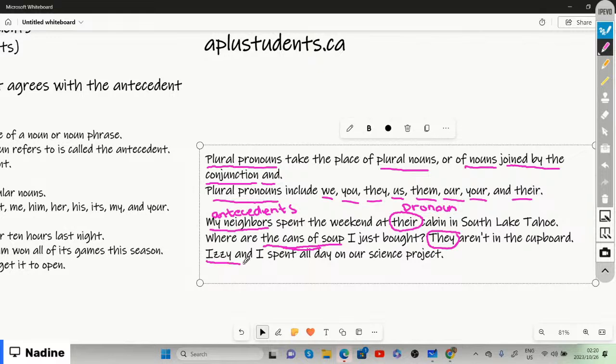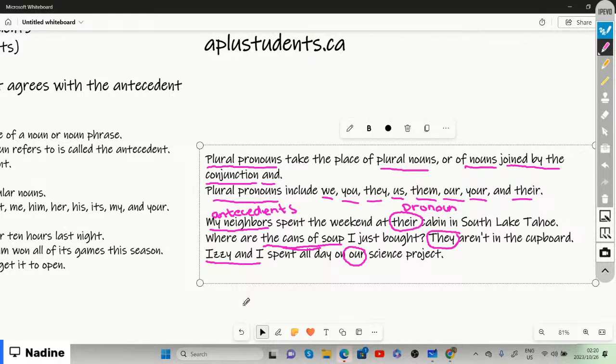Easy and I. Easy and I is the antecedent. Spent all day on our, which is the pronoun, science project. So easy and I, which refers to both of us, spent all day on our science project. And that is basically our antecedent as well as our plural pronouns.